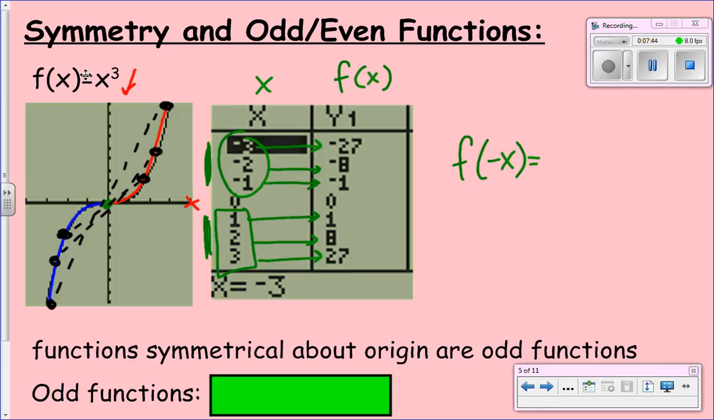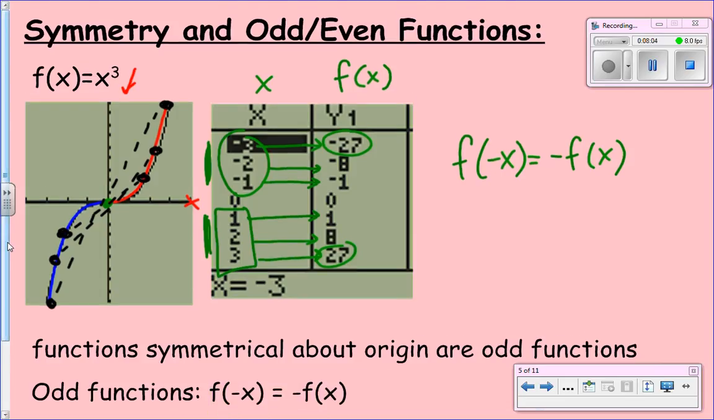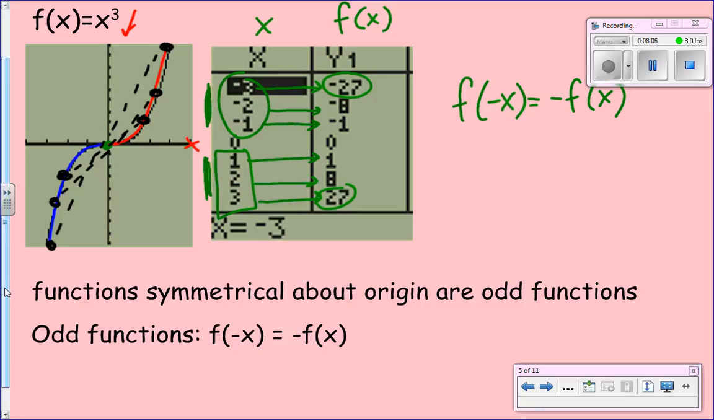Look, if I plug in a 3 here, I get 27, right? If I plug in a negative 3 here, what do I get? So I get the negation of the original function. So I don't get f of x, I get the negation of f of x. All right? And that's how you can tell algebraically if it's an odd function. You get the negation of f of x.